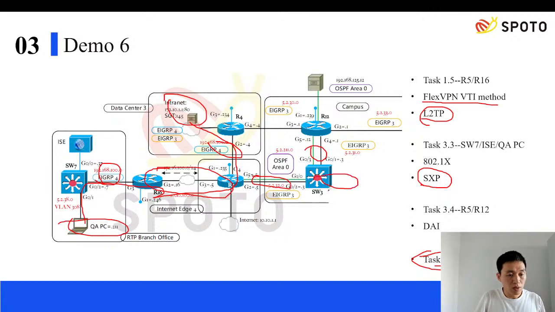And here, a wrong access list was configured. We need to correct it so that router 5 can reach the resources at one loopback interface of router 12. Router 5 needs to access the resources here.